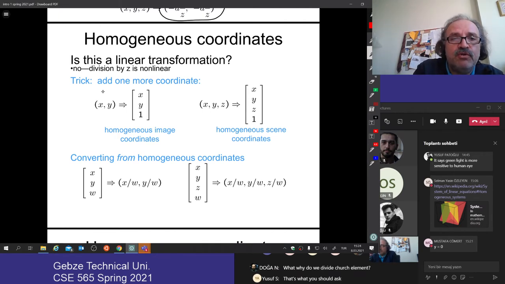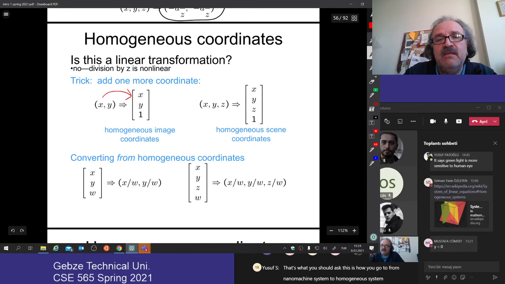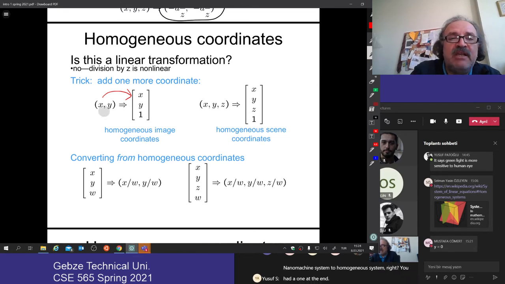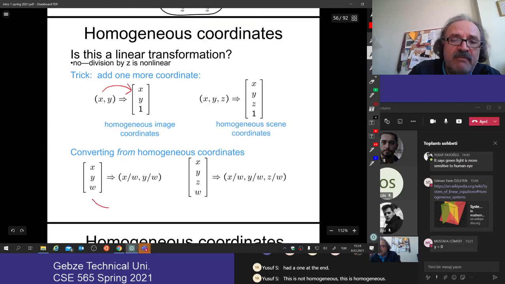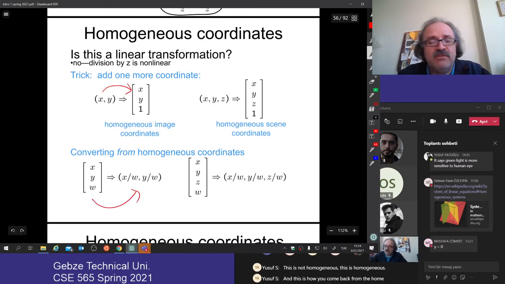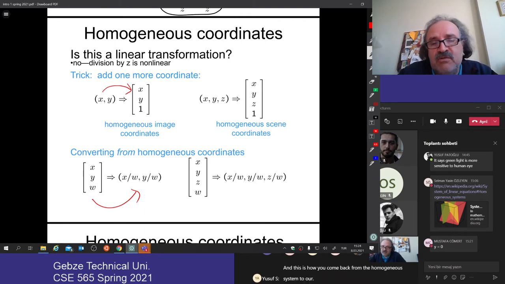This is how you go from the non-homogeneous system to the homogeneous system, right? You add a 1 at the end. This is non-homogeneous, this is homogeneous. And this is how you come back from the homogeneous system to our non-homogeneous coordinate system. You divide both two numbers by the third one.